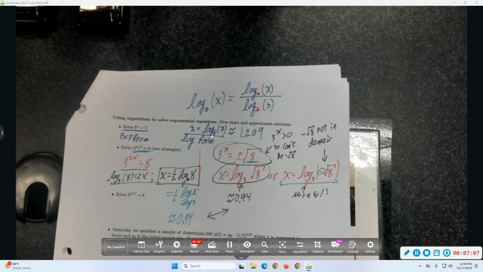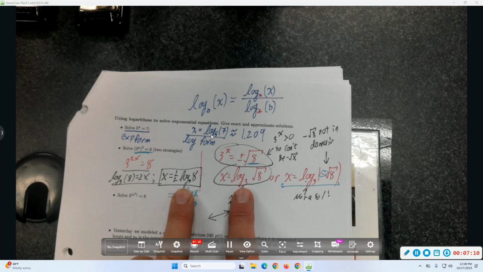I guess that also means that there's like an identity we're seeing. It looks like the square root of 8 inside of log base 3 is the same as taking the log base 3 and then multiplying by a half. That's kind of neat. We'll see that more formally, hopefully by the end of today.